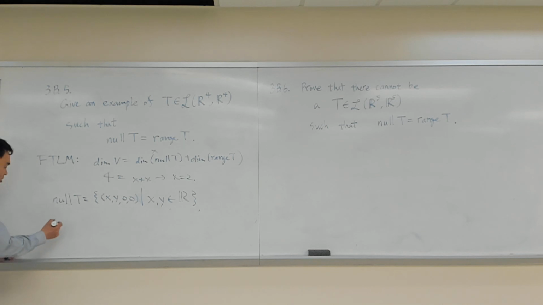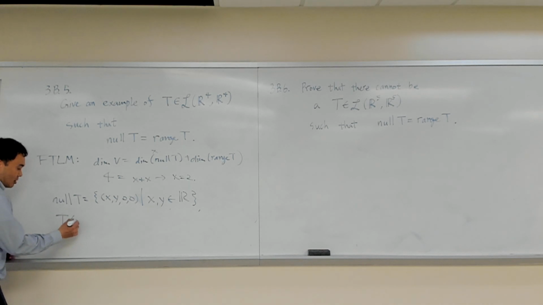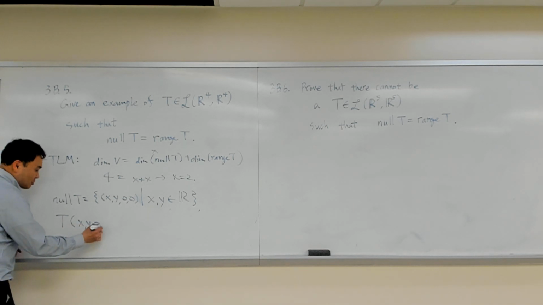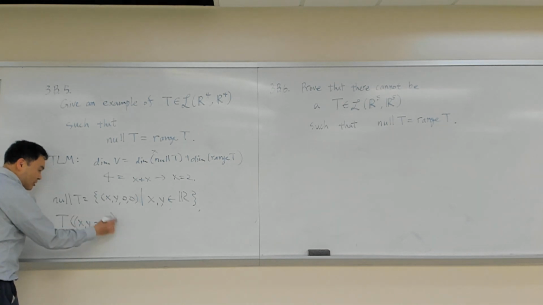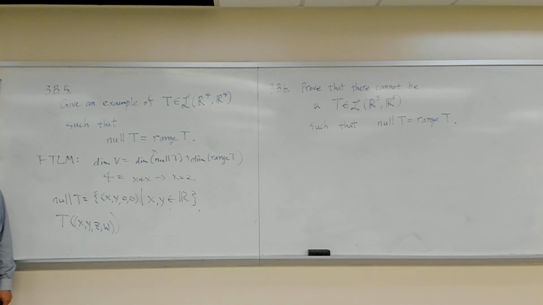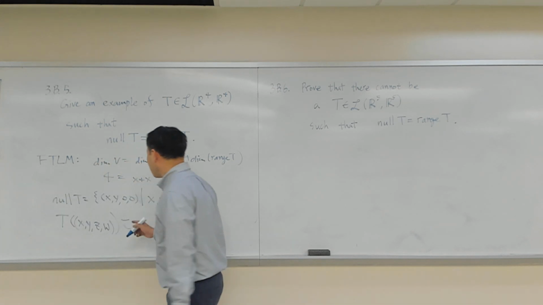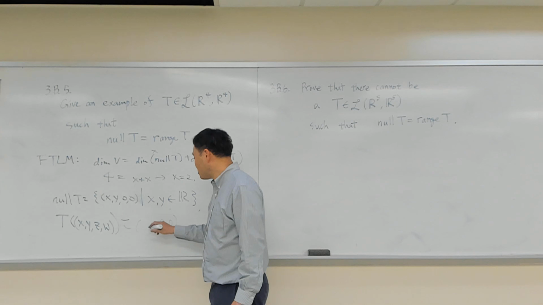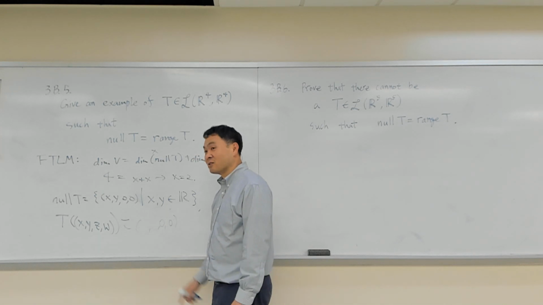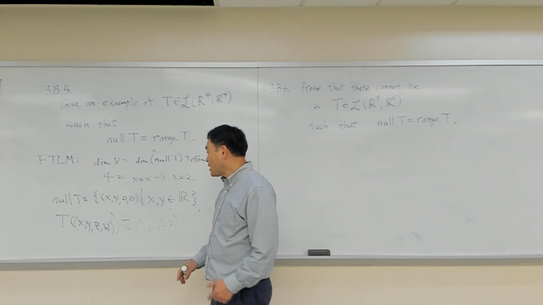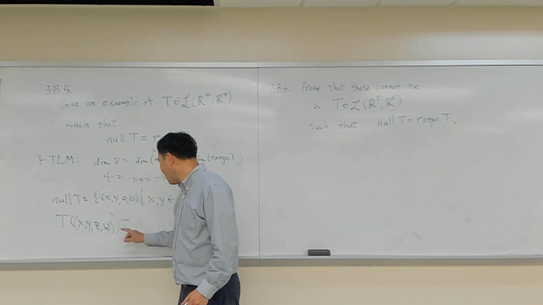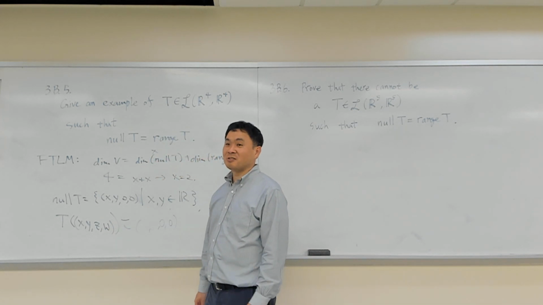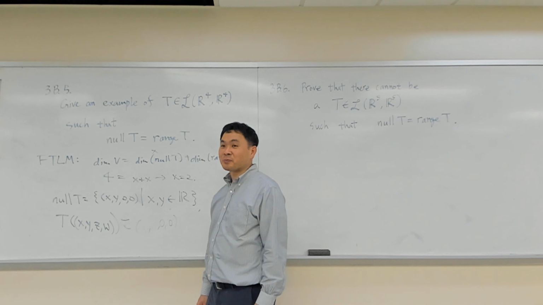So think of this. You want T of x, y, z, w. This is the generic vector in R4. And I want it to be mapped to 0, 0, because I need the range to be this way. So something, something. Okay? But at the same time, if these are zeros, I want these to be 0 as well. What kind of map could it be?